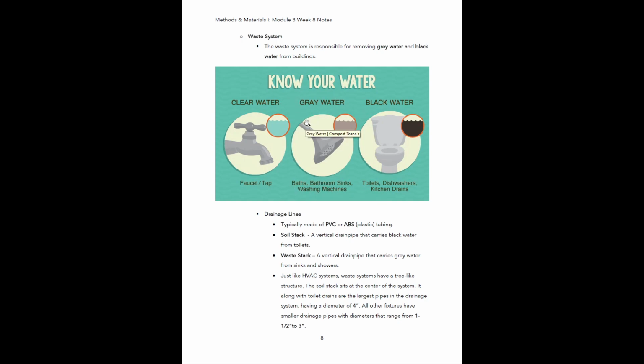So when you think of gray water, just think of water that has been used by somebody, but it doesn't contain human waste, okay, like feces. And then black water, that is water from toilets, okay, that's the water that contains the human waste. Also, dishwashers and kitchen drains fall into that category as well.